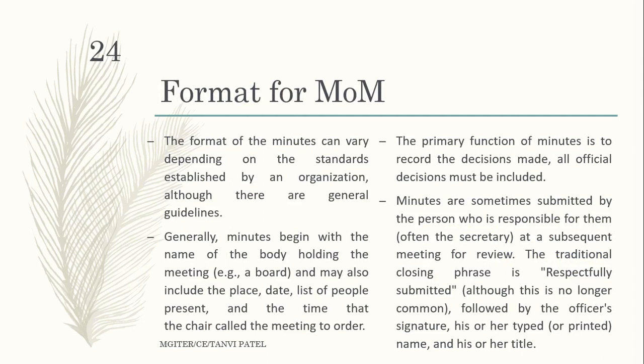Format for MOM, that is minutes of meeting. The format of the minutes can vary depending on the standards established by an organization, although there are general guidelines. Generally, minutes begin with the name of the body holding the meeting and may also include the place, date, list of people present and the time the chairman called the meeting to order. The primary function of minutes is to record the decisions made. All official decisions must be included.